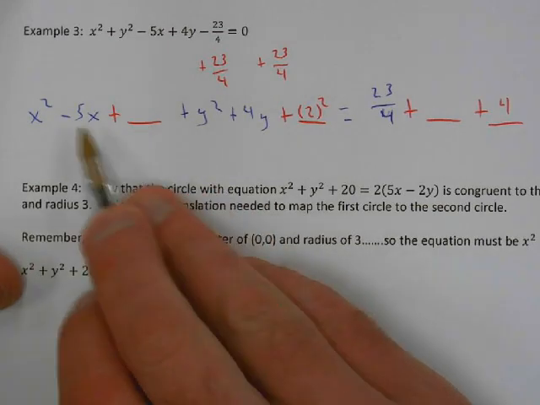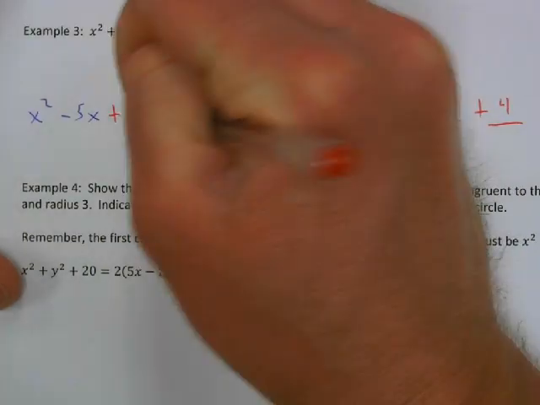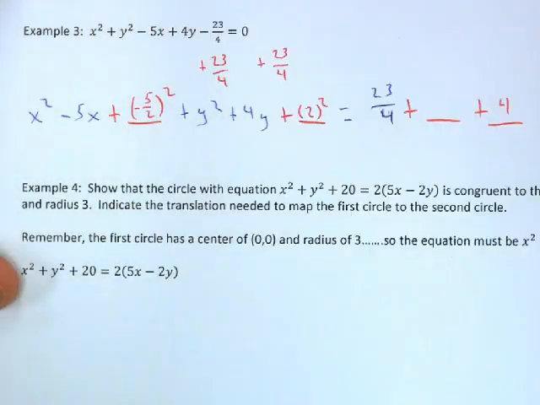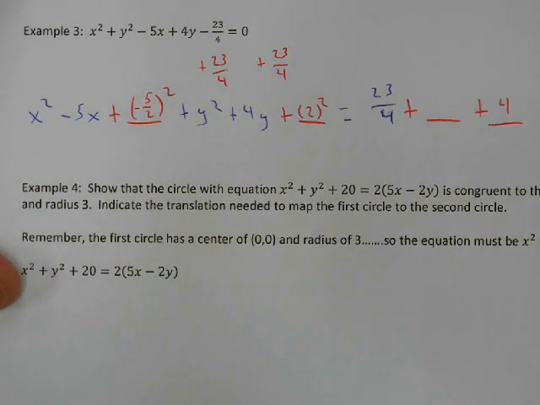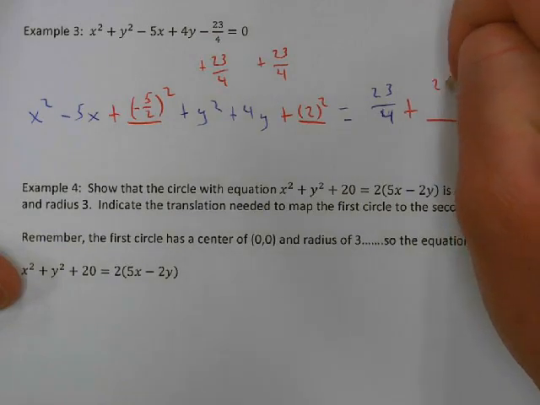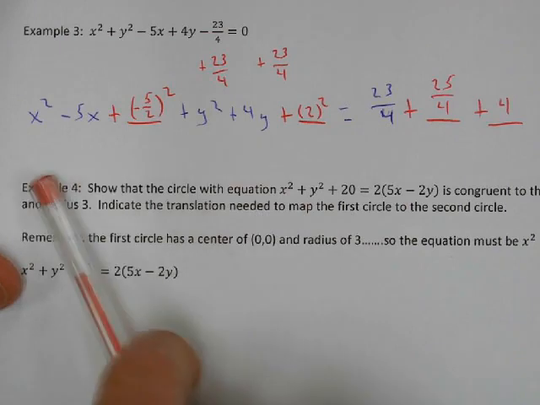Well, again, we want half of this number. Half of negative 5 would be negative 5 over 2, and then I want to square that number. And what's negative 5 over 2 squared? Well, square the top and square the bottom, I get positive 25 over 4. Okay? All right, let's just start on the left side of the equation.